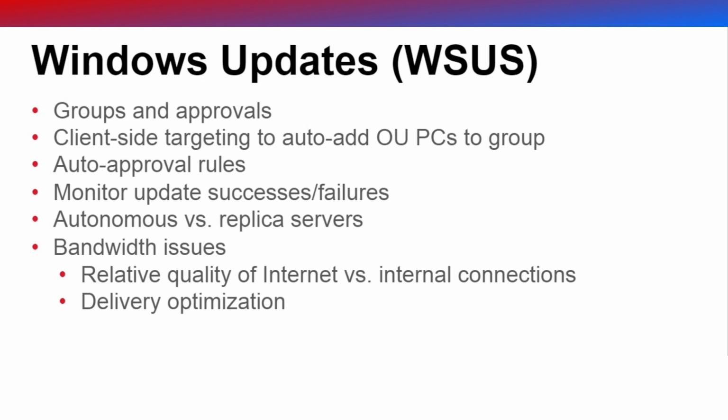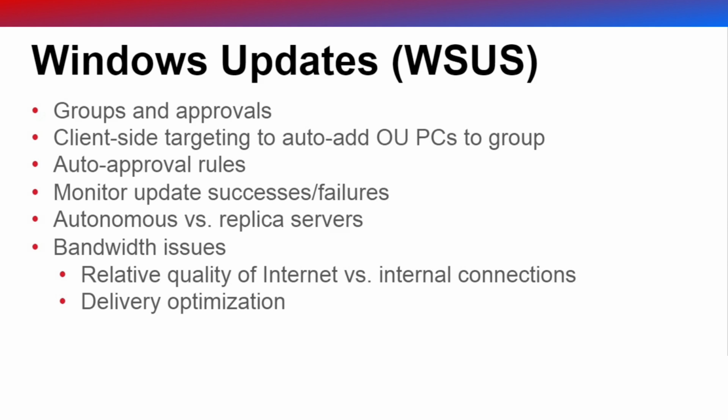So WSUS has been around for quite some time. It used to be a separate download. Now, as I say, it's a role in Windows Server. And it allows us to create groups, which are sort of unique to this WSUS world, and deploy Windows updates to those groups. So we don't have to necessarily deploy updates to everybody at the same time. Certain types of updates we might want to deploy to everybody at the same time. For example, Windows Defender antivirus updates.